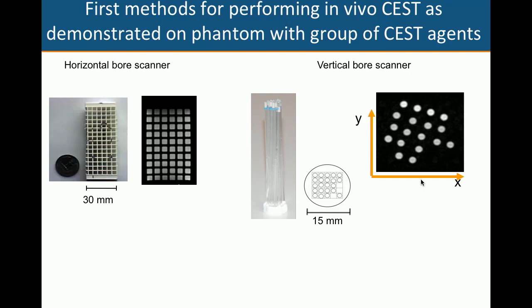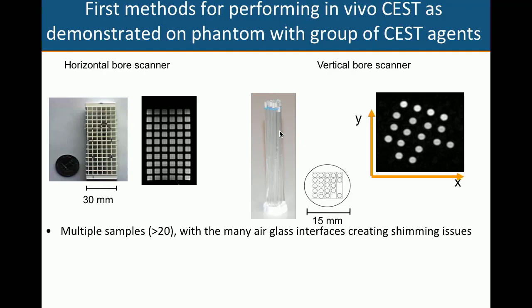So how would you do this type of experiment? Here's just a simple test of CEST imaging using a bunch of phantoms. You can place many phantoms in here. This is a phantom where there are a lot of air-glass interfaces, so the shimming will not be so great. You can get images like this using this type of collection of samples.